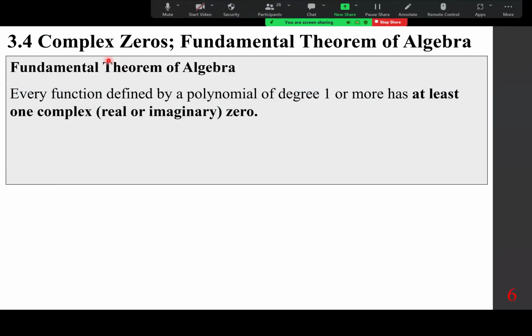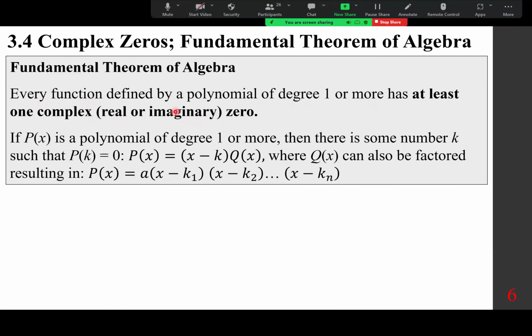For section 3.4, complex zeros, the fundamental theorem of algebra. The fundamental theorem of algebra says every function defined by a polynomial of degree 1 or more has at least one complex, that means real or imaginary, zero. If p of x is a polynomial of degree 1 or more, then there is some number k such that p of k equals 0.